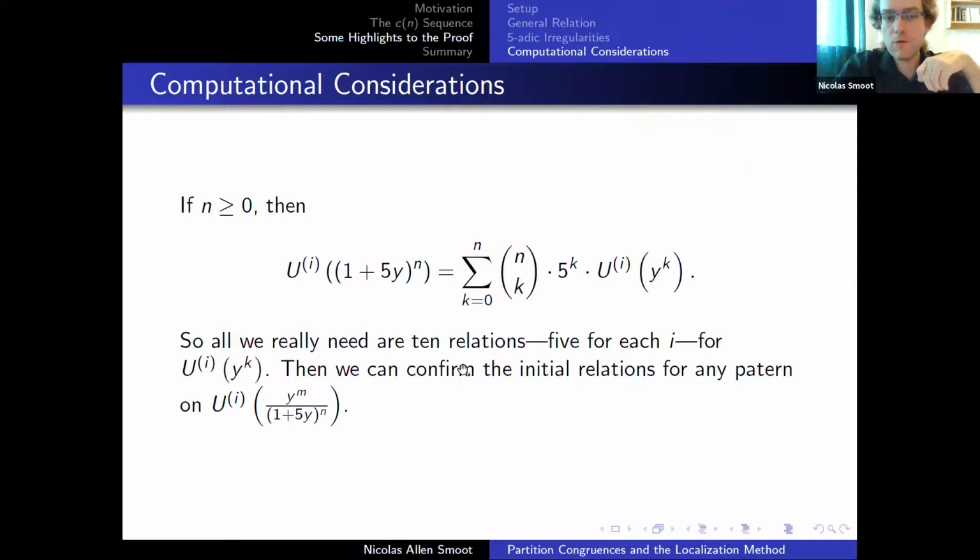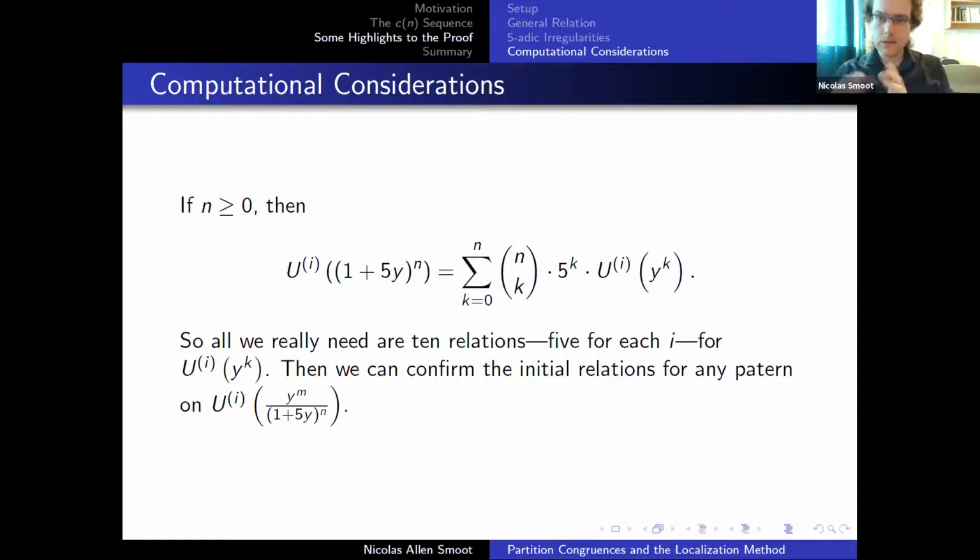If I'm working with positive powers, I can write this, I can expand this out, binomial sequence, and I can get everything in terms of my U operators applied to just powers of y. And I have a degree 5 modular equation for powers of y. So I can put everything backwards. If I have 10 relations, and by relation I mean a very explicit representation for U_i of y to the k in terms of powers of y and 1 over 1 plus 5y.